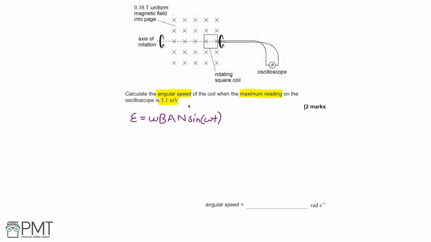So we already know a few things from this equation. Specifically, we know what N is, that's equal to 1. We know that A is going to be equal to 32 times 10 to the minus 3 all squared, so that's from the previous part of the question, and we've been told that B is equal to 0.38 teslas.